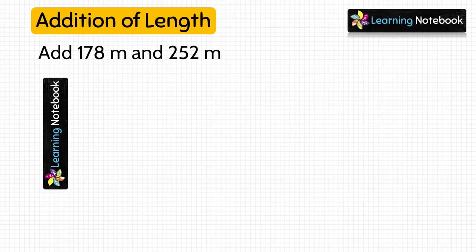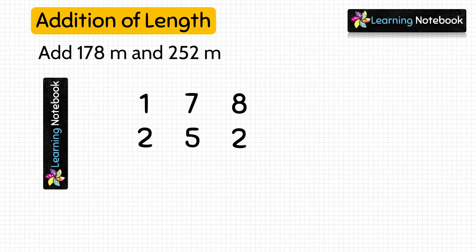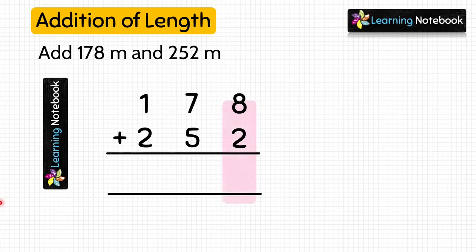Let's do one more question. Add 178 meter and 252 meter. After writing these numbers in column, let's add the digits at ones place. 8 plus 2 equal to 10. Since 10 is a 2-digit number, so let's carry 1 to the tens place and write 0 in the answer.